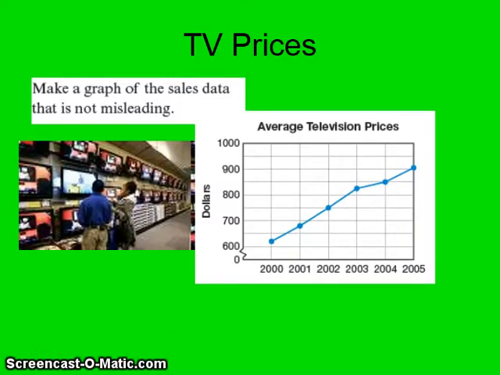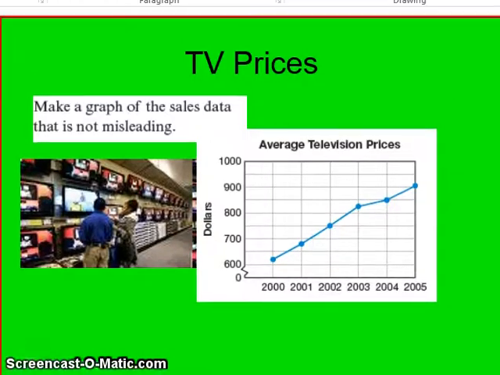Alright, and then this says, make a graph of the sales data that is not misleading. Now, I've gone ahead and done this for you, so this isn't one that you necessarily have to write down. But notice in my graph here that this information looks much different than the information in the last slide. So it shows that it starts out at 600 and goes all the way up to 900. So before it looked like there may have been a little tiny bit of an increase. This actually shows that it was closer to a $300 increase. So this graph makes it easier to see the difference in the price.